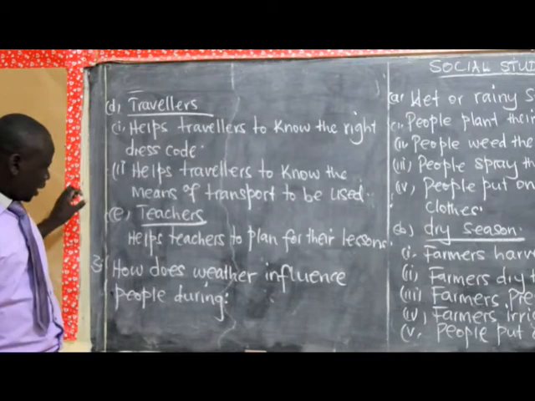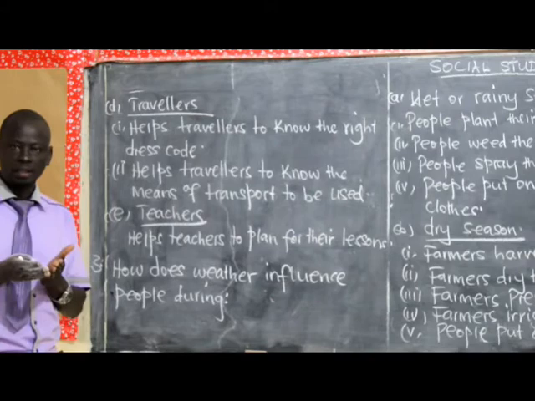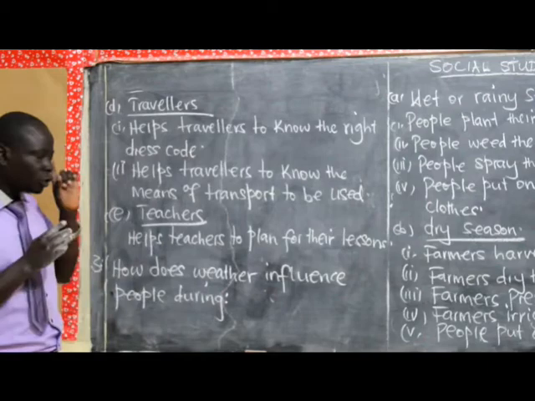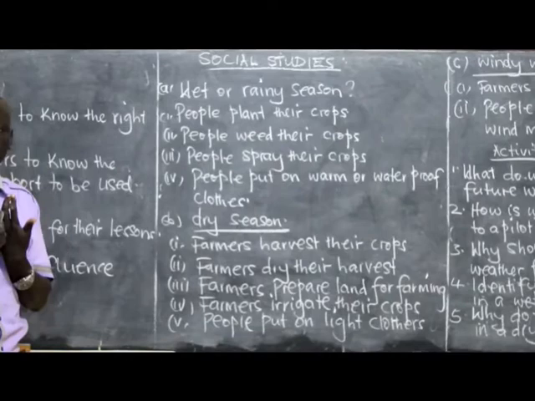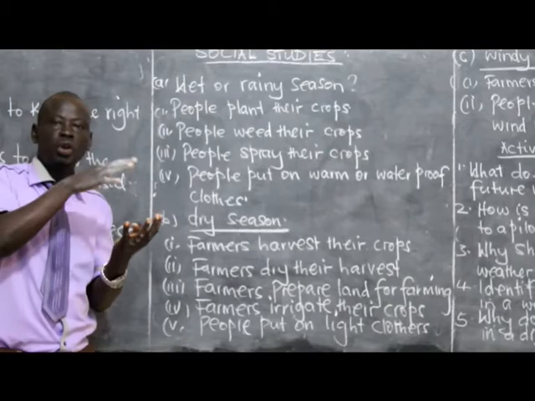Now let's look at something else as our number three, influence of weather on people. So that's what I put here. How does weather influence people during, for instance, the wet or rain season, during the dry season, or when it is windy? So weather influences our activities. It determines what we are going to do. That's the influence. It changes your activity, just as we have said here.